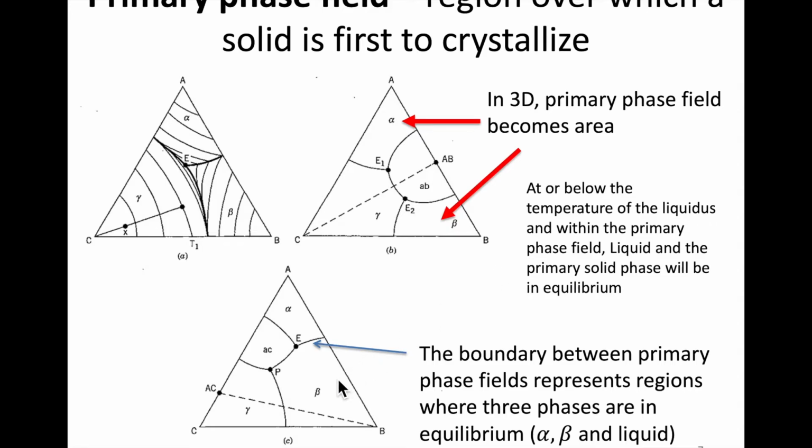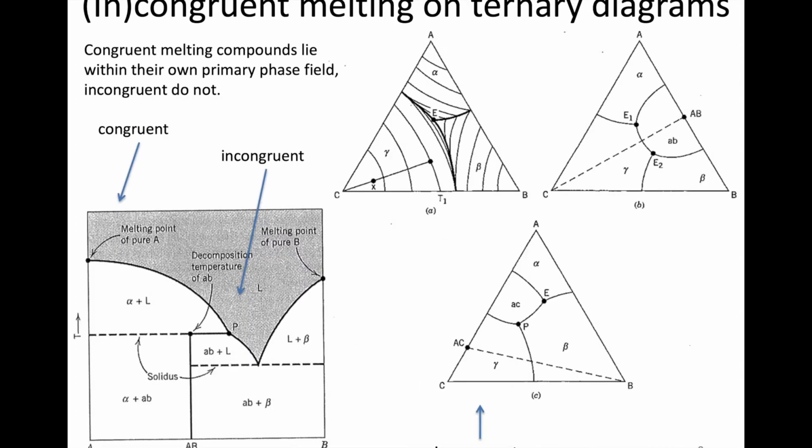When we have boundaries, for example these boundaries between alpha and beta, what this arrow is pointing to is a boundary between these two primary phase fields. Along that line, it means that alpha, beta, and liquid can be in equilibrium at the right temperature, given that it's right at the liquidus. One of the first things the primary phase fields can tell us about is whether we have congruent melting or incongruent melting.